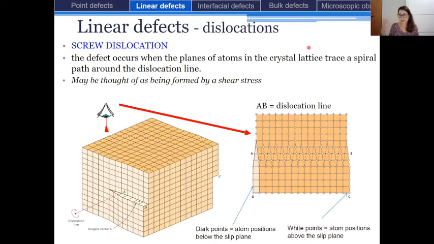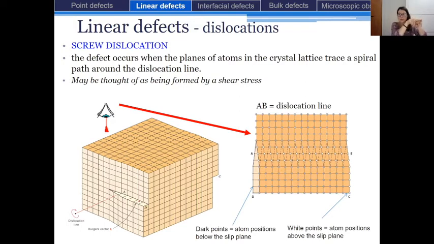And the other kind of dislocation is screw dislocation. In that case, the defect occurs when the planes of atoms in the crystal lattice trace a spiral path around the dislocation line. So in that case, it seems that the material has been submitted to shear stress. And so we have the dislocation of lines of atoms around the perpendicular dislocation lines, okay?